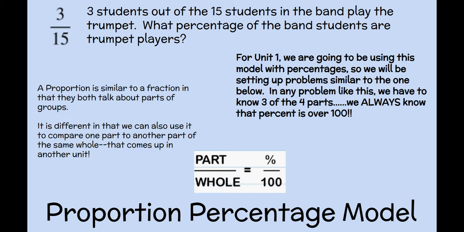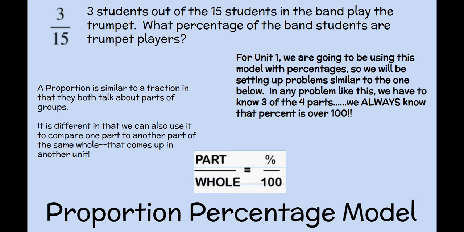At the bottom here, you see my part over whole equals percent out of 100. That's the proportion percentage model. And at the top, you see a way that we can set that up. If we said, for instance, 3 students out of the 15 students in the band play the trumpet, and we wanted to know what percentage of the band are trumpet players, we could use this percentage model to set that up and calculate our percent of trumpet players.